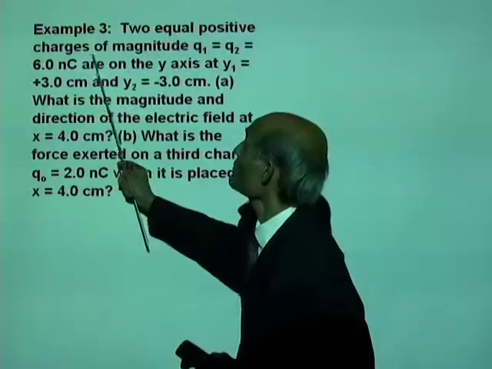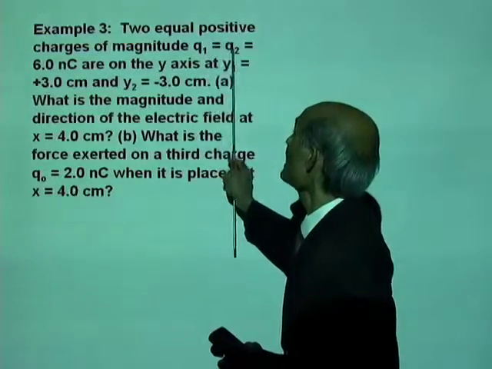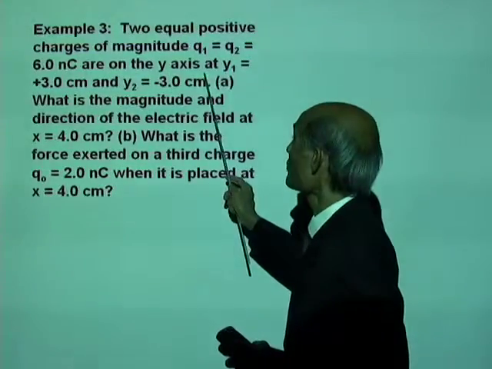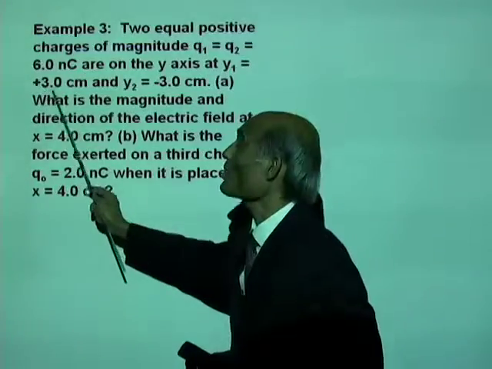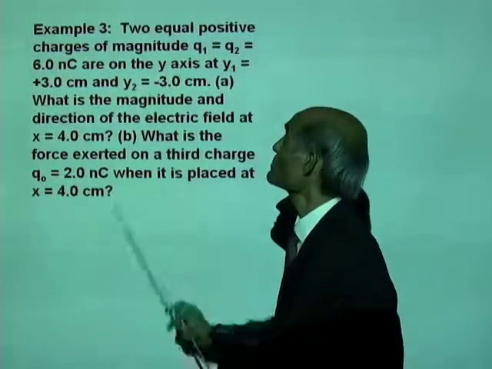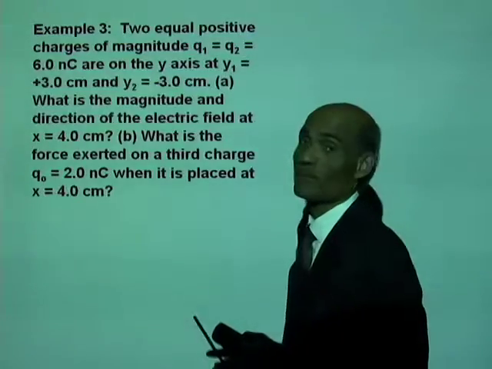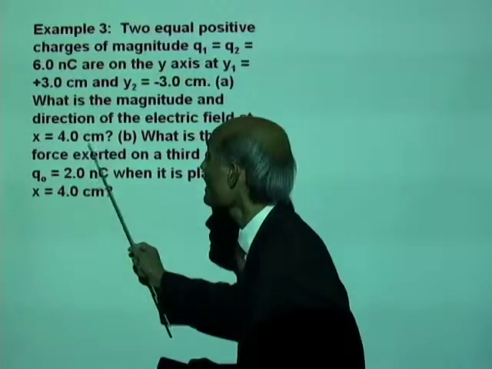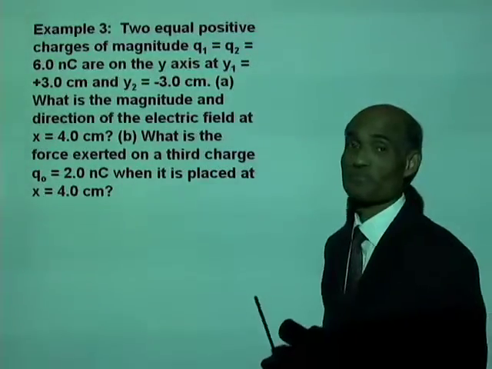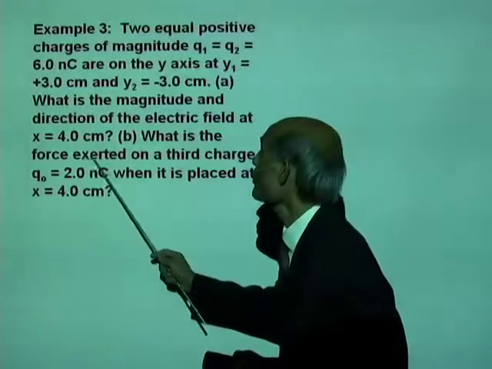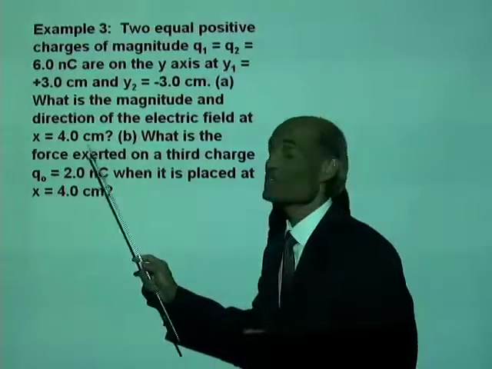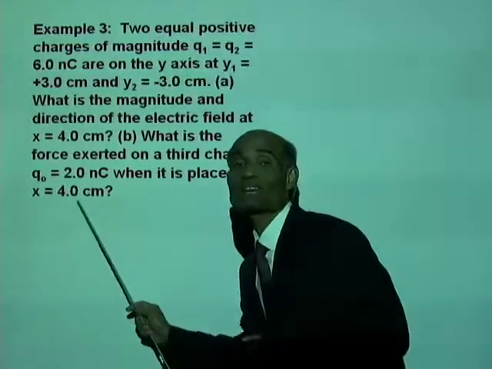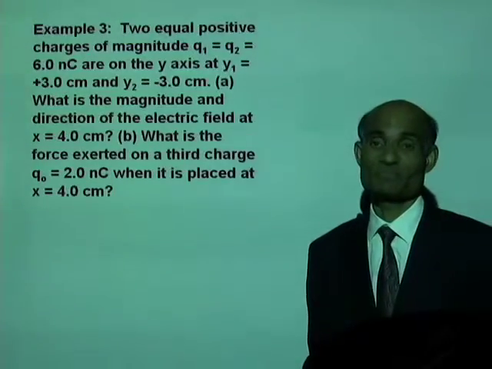Two equal positive charges of magnitude Q1 equal to Q2 equal to 6 nanocoulomb are on the y-axis at y1 equal to positive 3 centimeter and y2 equal to negative 3 centimeter. A. What is the magnitude and direction of the electric field at x equal to 4 centimeter? B. What is the force exerted on a third charge Q0 equal to 2 nanocoulomb when it is placed at x equal to 4 centimeter?